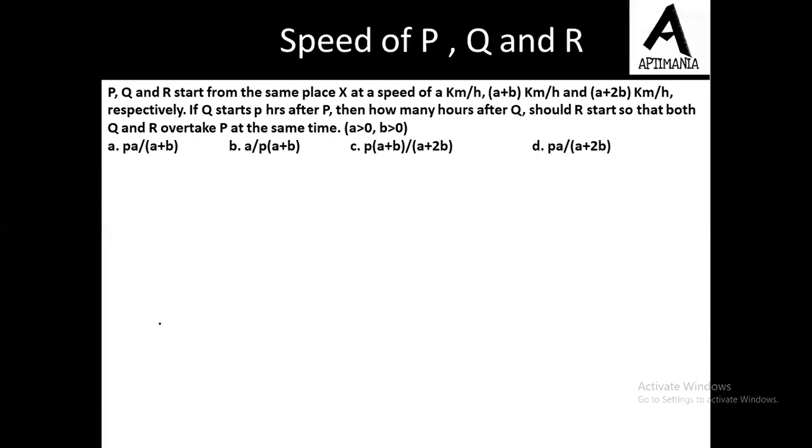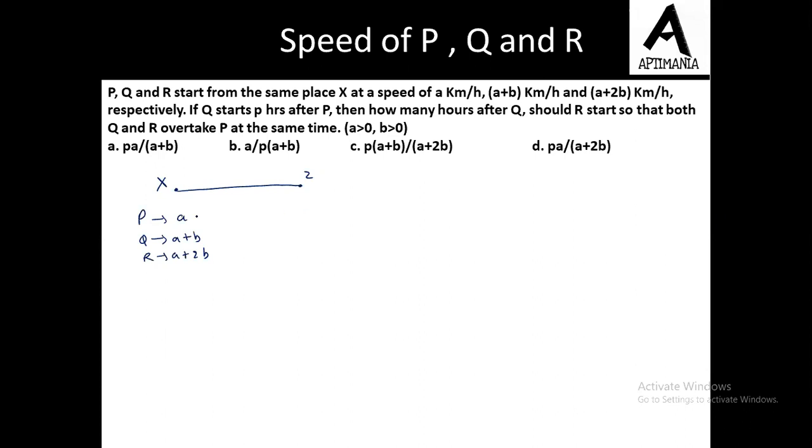Now, let us first try to understand the question. So, all of them started from this point X. Speed of P is A km per hour. Speed of Q is A plus B km per hour. And speed of R is A plus 2B km per hour. Fine. And there is some point, let us assume it to be Z, where Q and R overtake P at the same time. So, basically, we can say that the distance covered by P, Q and R must be the same. Then only Q and R can overtake P, right? If their distance is less, then they will never be able to overtake.